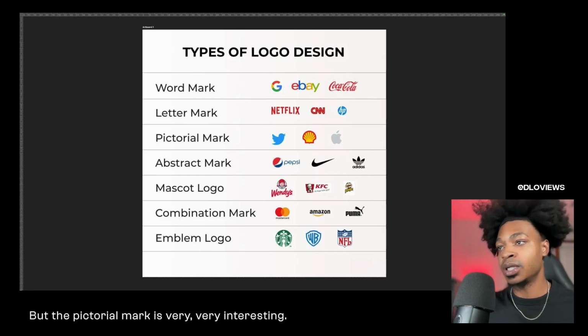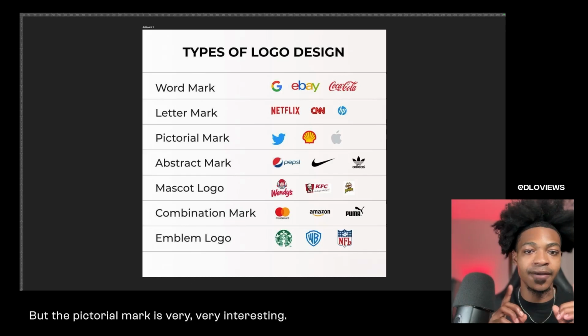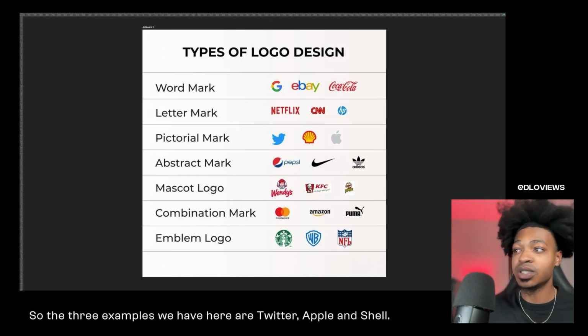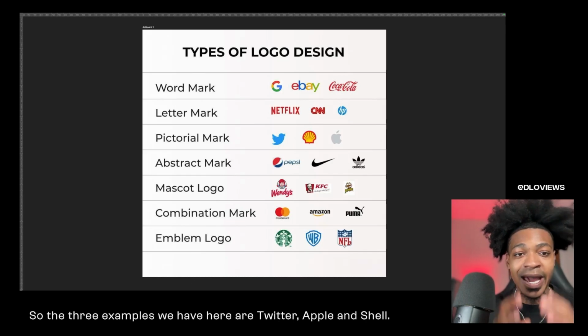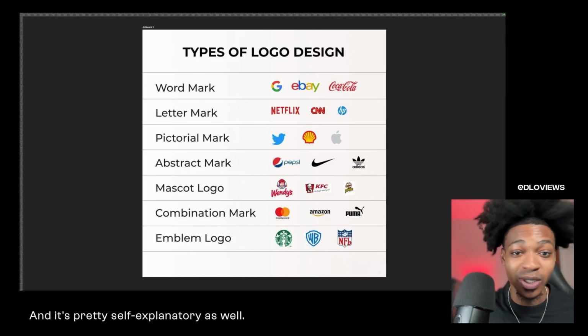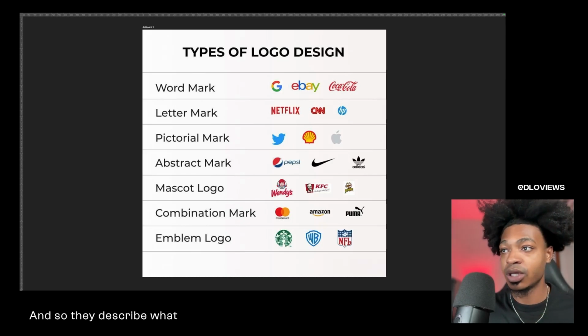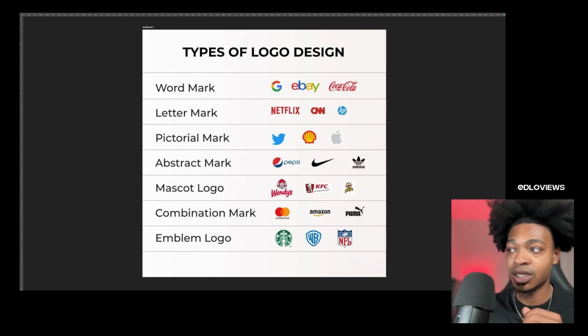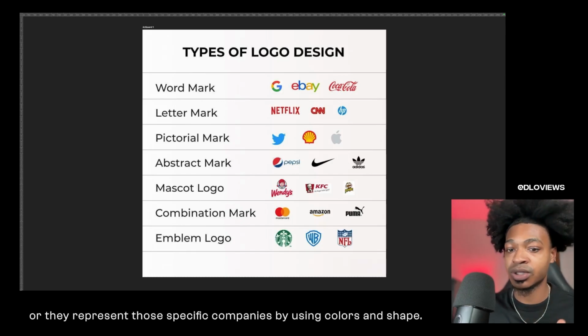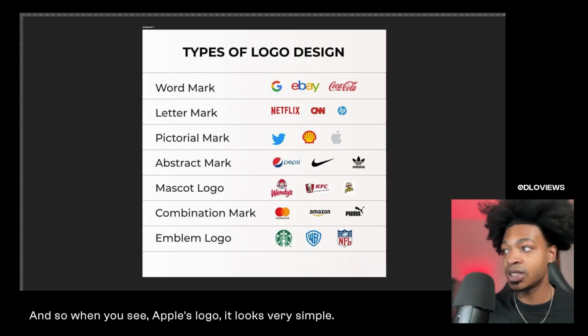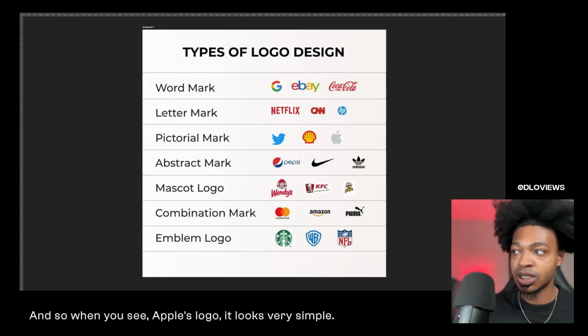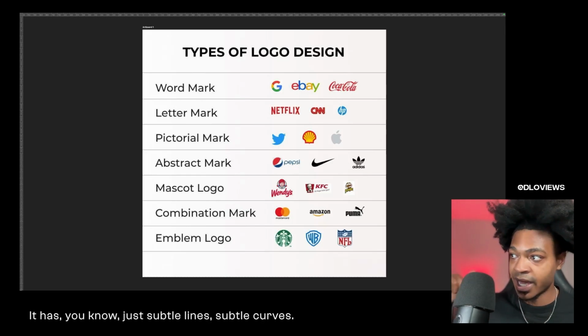Okay. But the pictorial mark is very, very interesting. So the 3 examples we have here are Twitter, Apple, and Shell. And it's pretty self-explanatory as well. Twitter is a bird, Shell is a shell, Apple is an apple. And so they represent those specific companies by using colors and shape. And so when you see Apple's logo, it looks very simple. It's a solid color. It has just subtle lines, subtle curves.